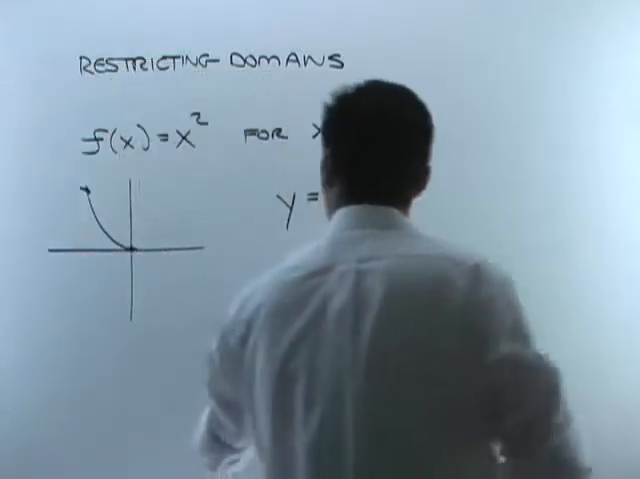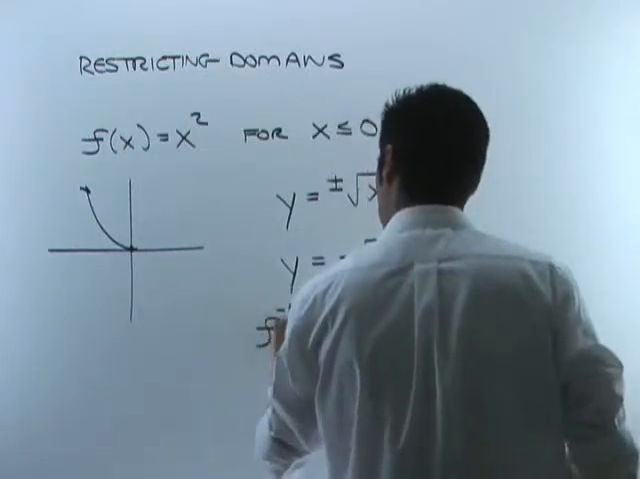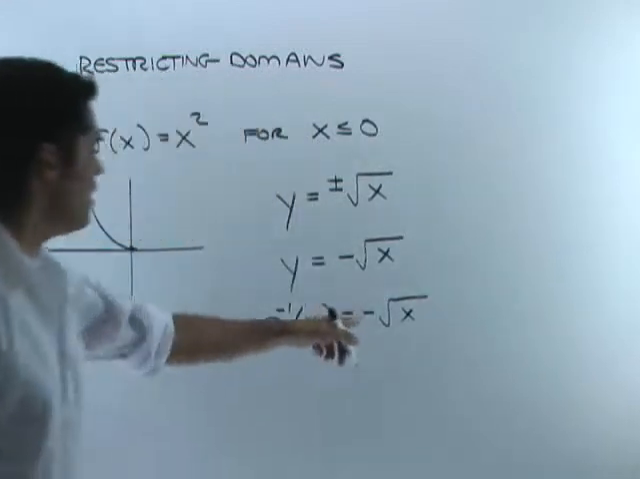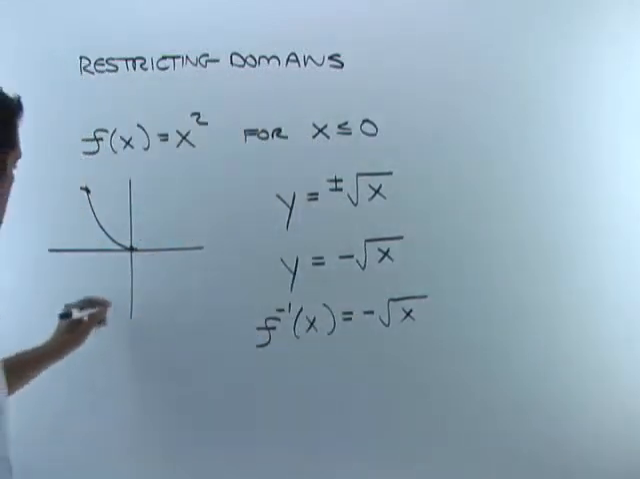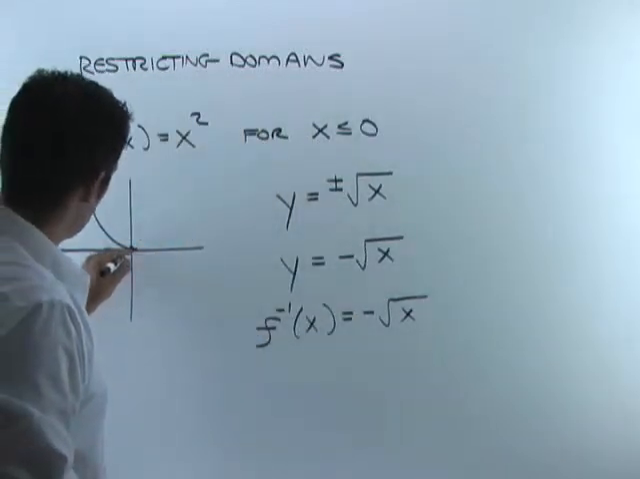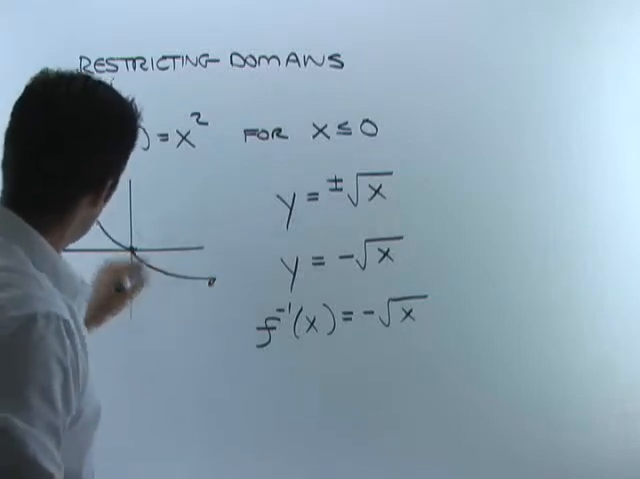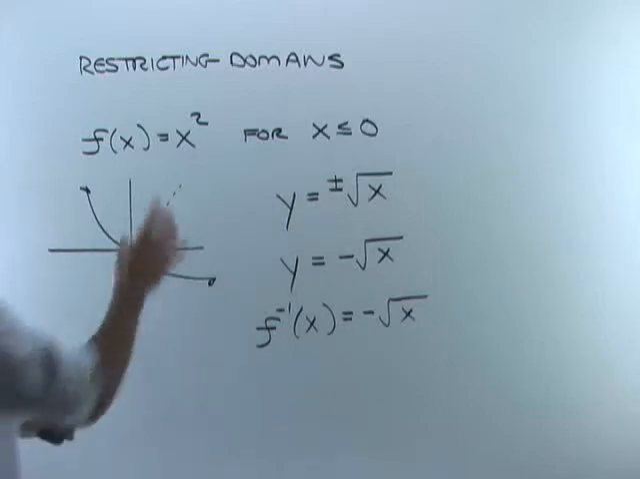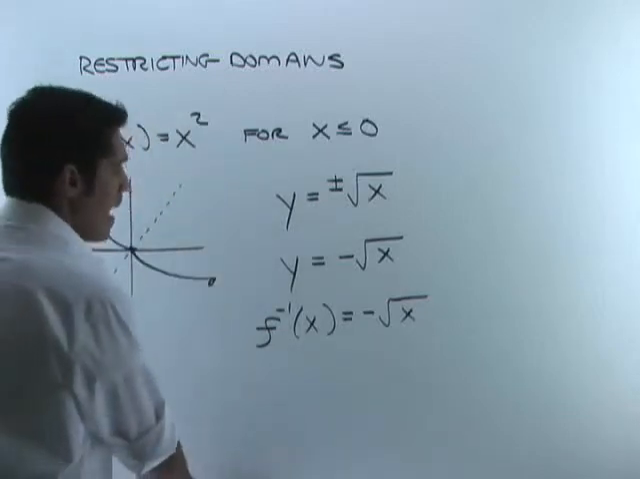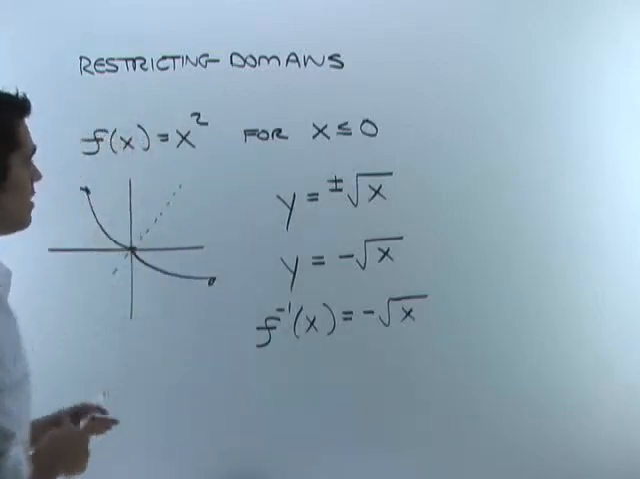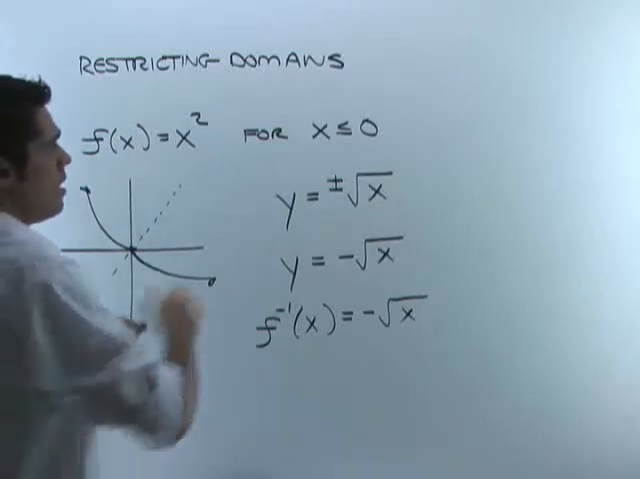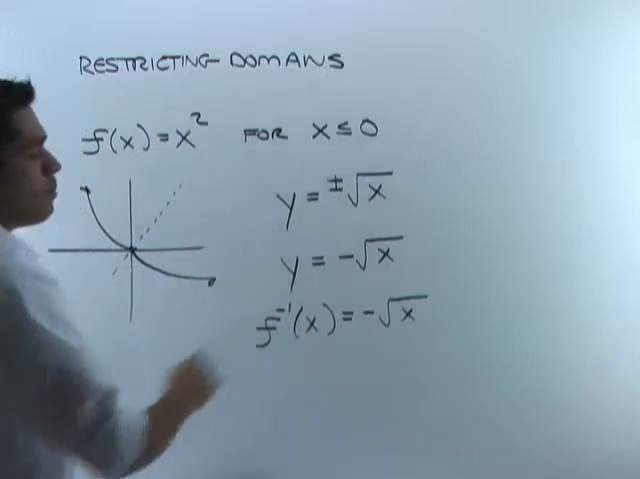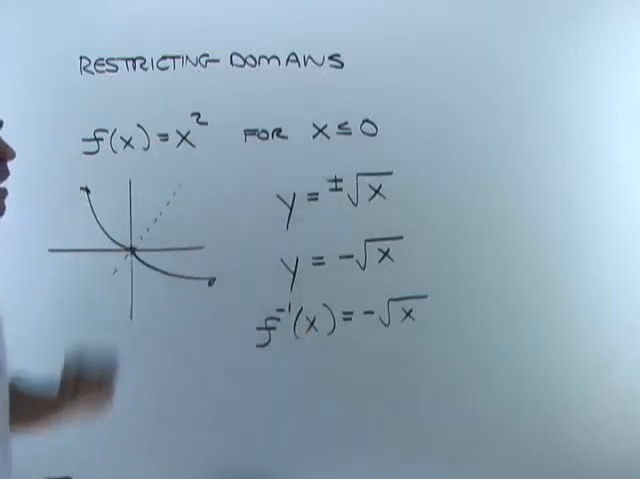Let me write down: f inverse is negative square root of x. If you were to graph this now, what you would get is something that looks kind of like this, and you can see over the diagonal that's a reflection. So restricting the domain is one way to get past that whole concept of the horizontal line test. If you do it correctly, you can take many functions that originally did not have inverses, and you can actually come up with an inverse for that function on that restricted domain.